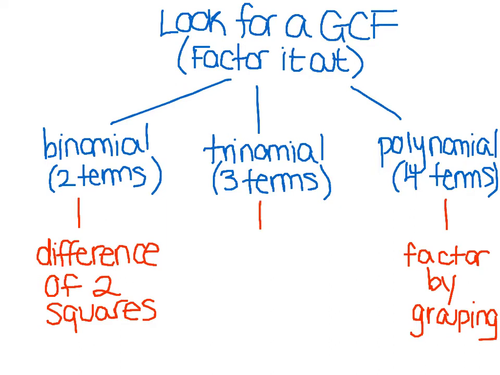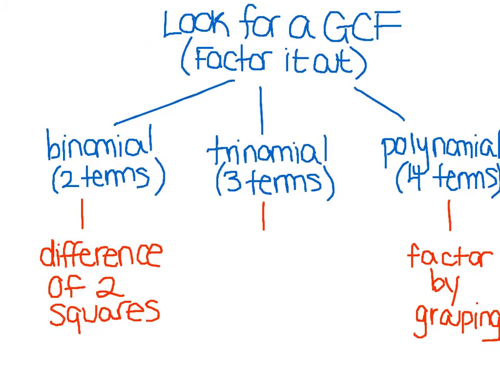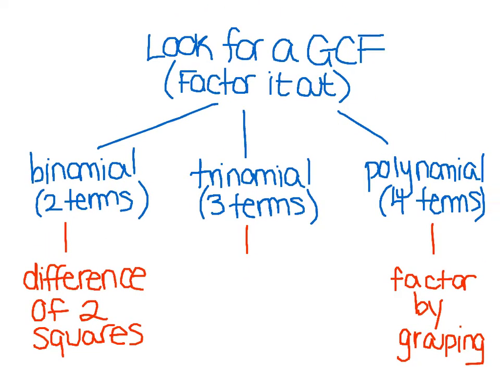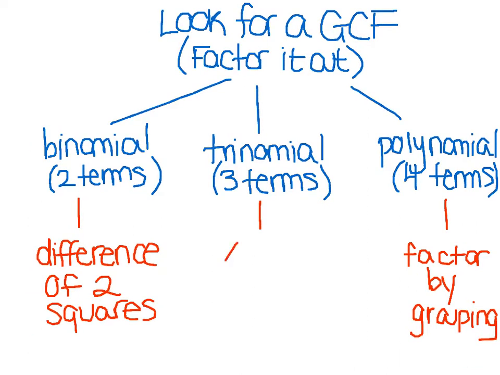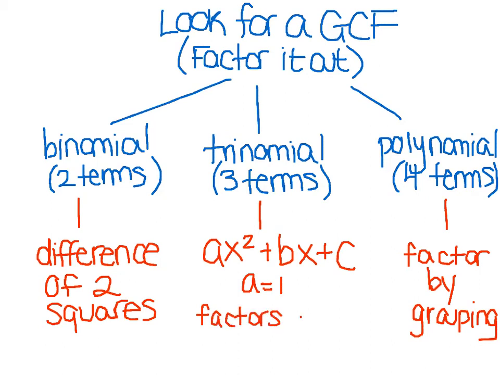If it's a trinomial, you're going to be using the form ax squared minus or plus bx plus c. Right now, we've only learned when a is 1. We are going to learn when a is not 1 starting tomorrow. But in this, you're looking for the factors of c that add to b.